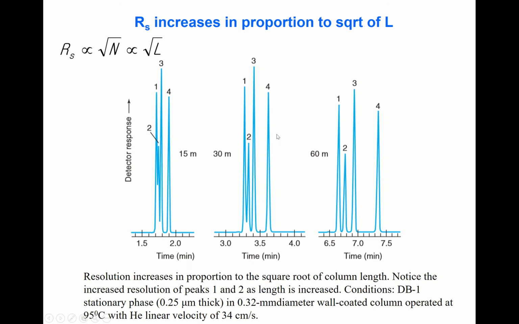When you increase the length twice, the last peak appears at 3.6 minutes, exactly twice. So the separation time is proportional to column length. What about the 60 meter column? Right here it takes about 7.35 minutes. This is twice of this one, and 4 times longer than the first one.